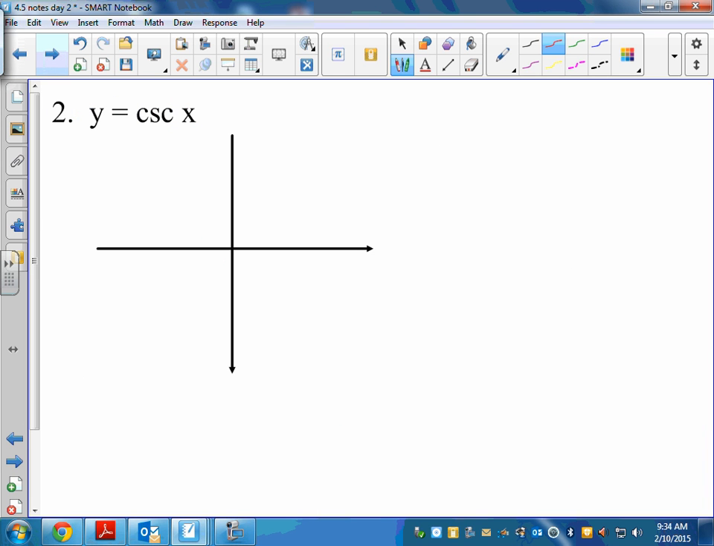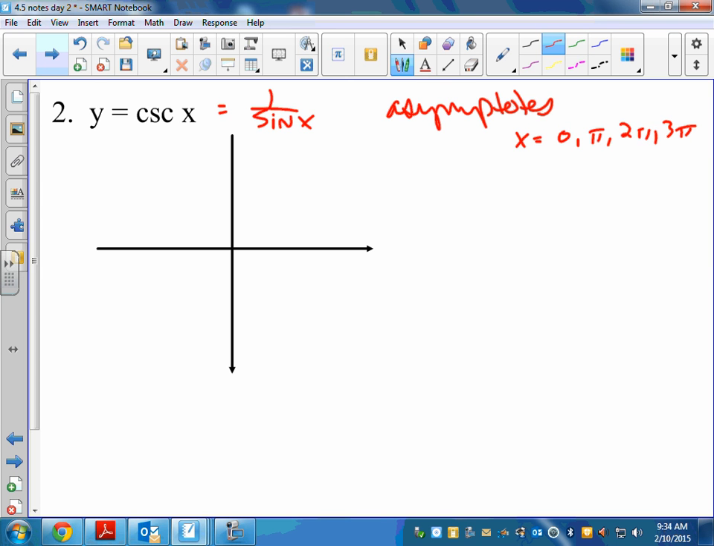So cosecant is 1 over sine, which means my asymptotes are going to be where sine is equal to 0, which is the x-axis, which means I'm going to get things like 0, pi, 2 pi, 3 pi, just like cotangent, because cotangent has sine in the bottom, cosecant has sine in the bottom. So cosecant and cotangent are friends. They have the same asymptotes. So we can say the equation for the asymptotes are just multiples of pi, where n is an integer.